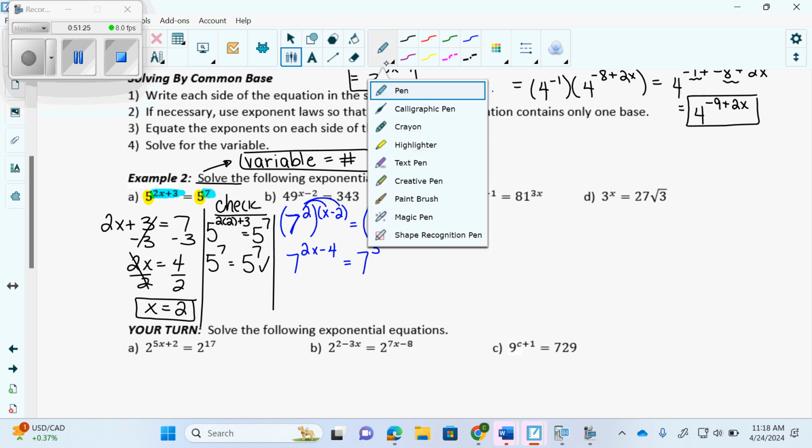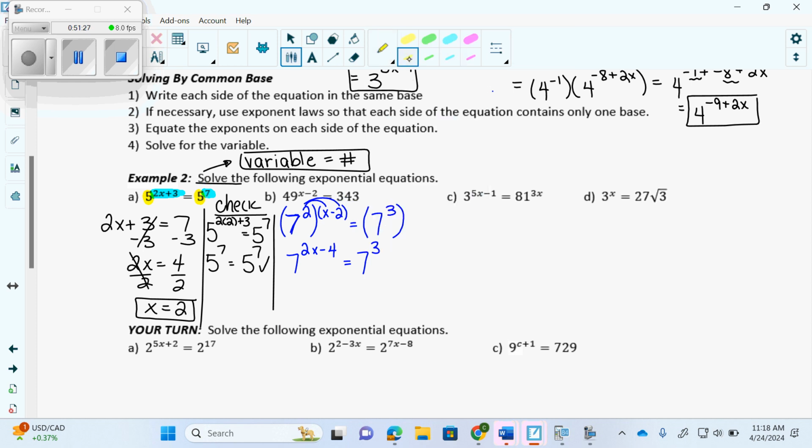Okay, let's get our highlighter out here. I have a 7 as a base. I have a 7 as a base with an equal sign in between. So then what can I say? I pressed green. Oh no, this is going to be bad. It's going to, nah. No, it didn't. 2x minus 4, usually they mix. 2x minus 4 and 3 should be equal. Yes?